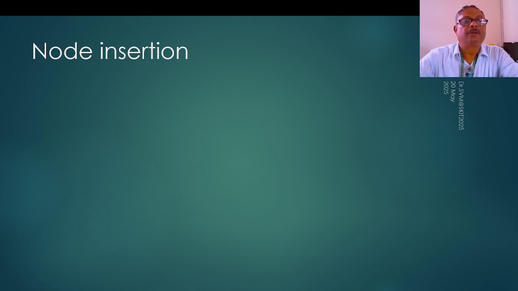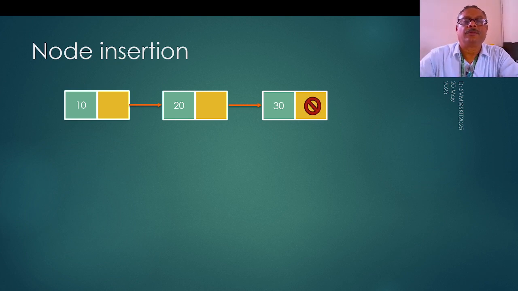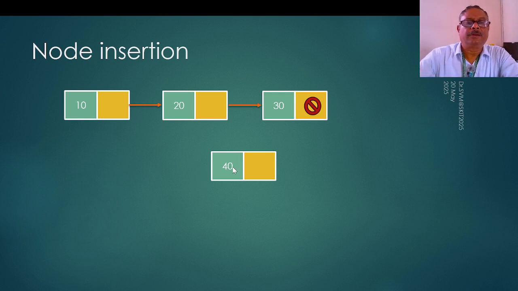To understand the details of how we can do this, let us take an example. We have a linked list with three elements. The first element has a value of 10, the second one has a value of 20, the third one has a value of 30, and that's the end of it. So we have a linked list with three elements, and we intend to insert the fourth element at the third position. So that means this element has to get in here.